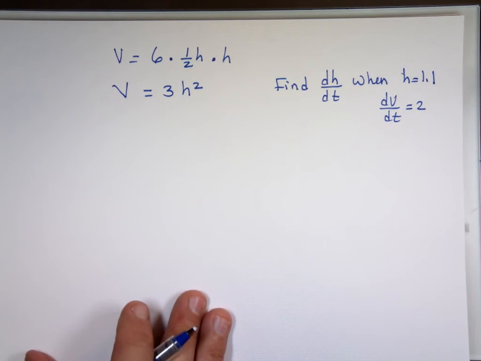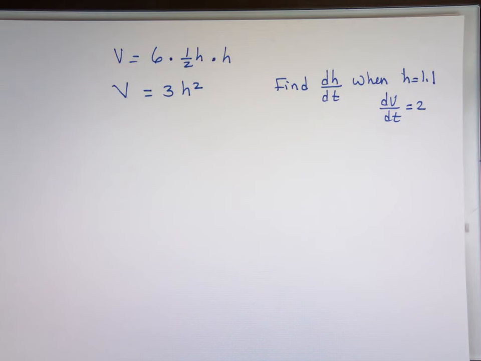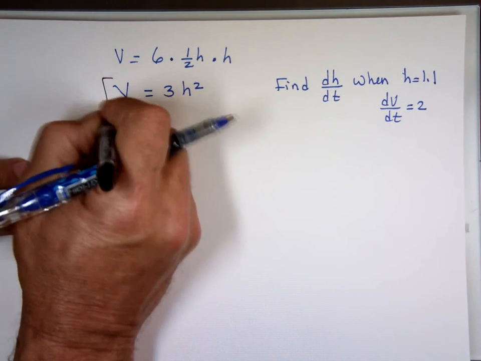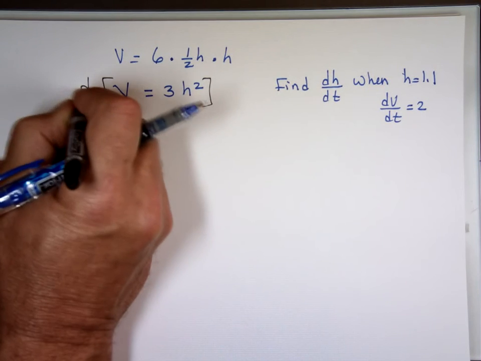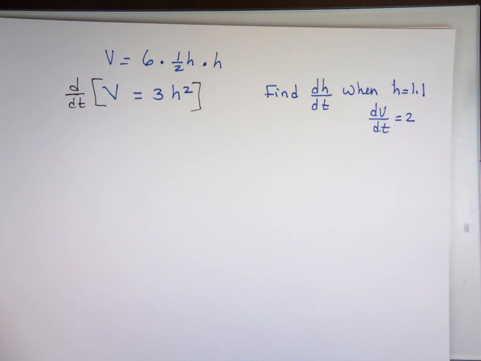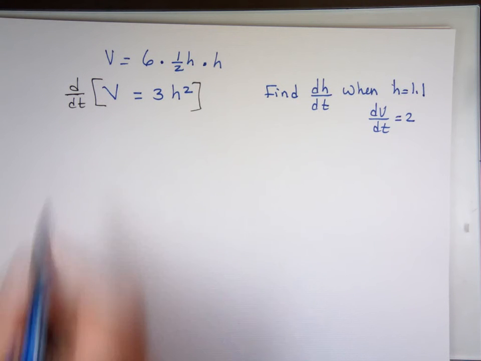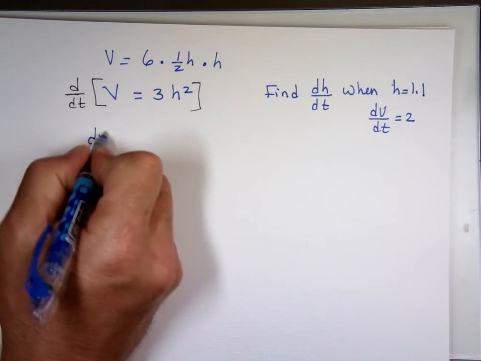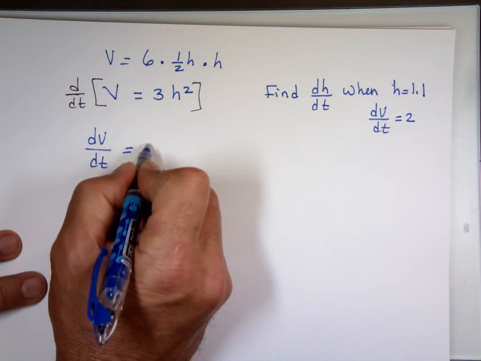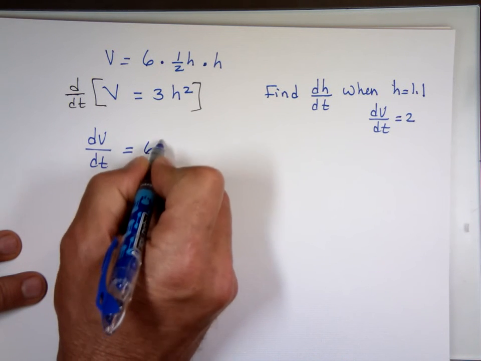Once you have this equation, it's not that bad. Getting that equation is the tough part. Take the derivative with respect to t. The derivative of V is dV/dt. 3 times 2 is 6h times dh/dt.